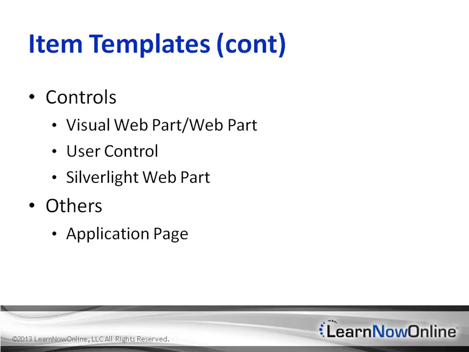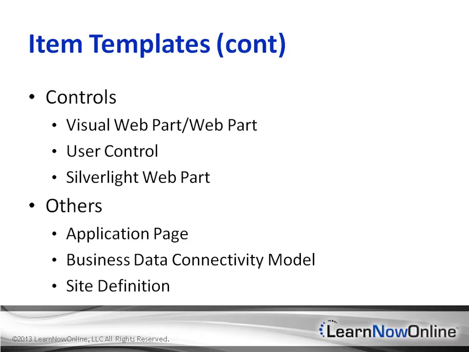And there's still the application page, which is just an ASP.NET page that's inheriting from the layouts base page class. So the application pages are the pages that you see in the underscore layouts URL. And there's still the business data connectivity model, which is named a little bit differently because it's for business connectivity services. And then there's a new item template for site definition.